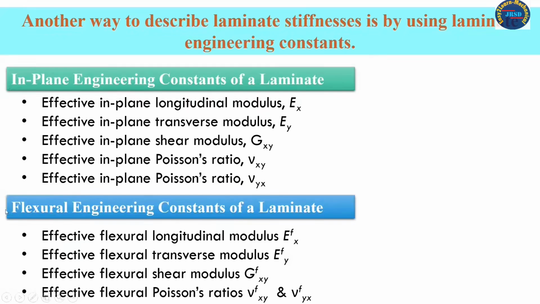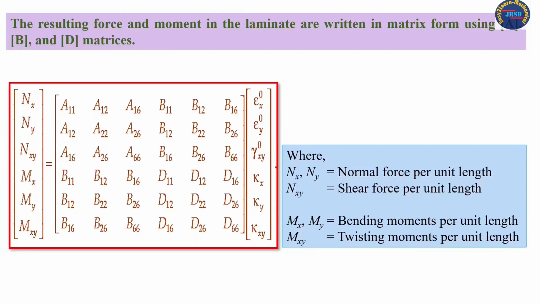And the next one is the flexural engineering constants of a laminate: effective flexural longitudinal and transverse modulus, flexural shear modulus, and flexural Poisson's ratio. So in composites, we can write the resulting force and moment in matrix form by using the ABD matrices. Here this is the given equation in matrix form.